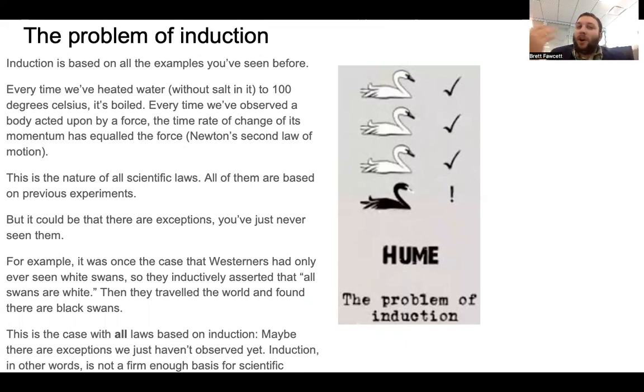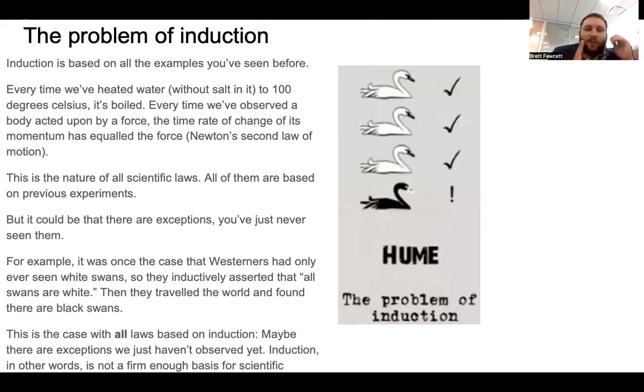Every time we've observed a body acted upon by a force, the time rate of change of its momentum is equal to force. That's Newton's second law. Every time we've ever observed that happening, that has held true, so we call it a law. It's the case with every scientific law. It's just every single time we've ever observed it happening, this law seems to have been operating, so we inductively infer that it's a law, and it'll always hold true, all based on previous experiments.